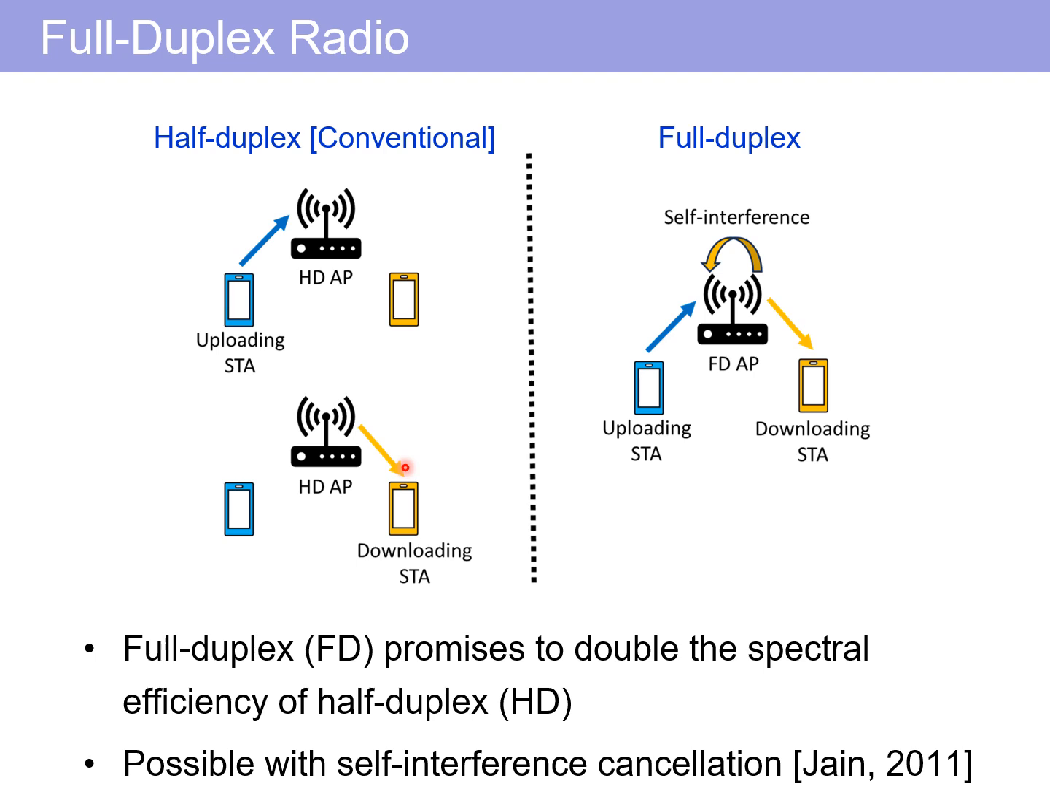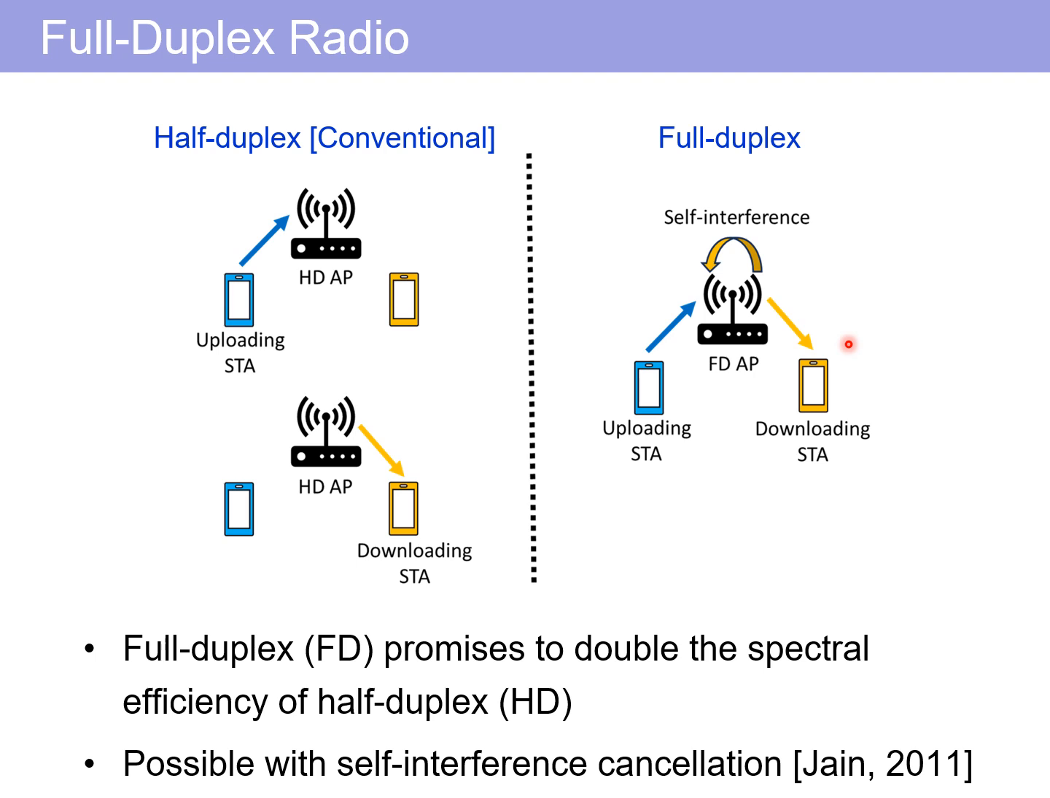On the other hand, in the figure on the right, the access point is full duplex capable. Therefore, it is receiving data from a station and transmitting data to another station simultaneously and over the same frequency band. This promises to double the spectral efficiency of half-duplex wireless systems.